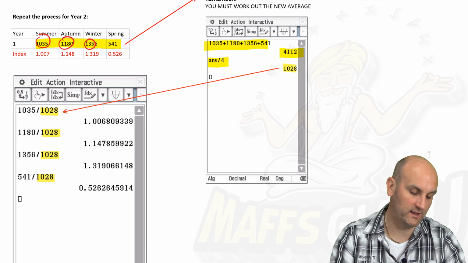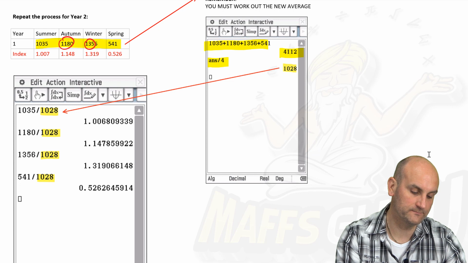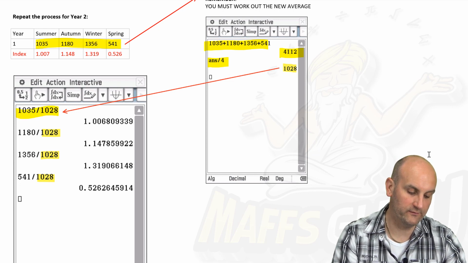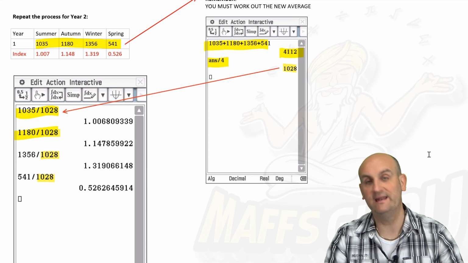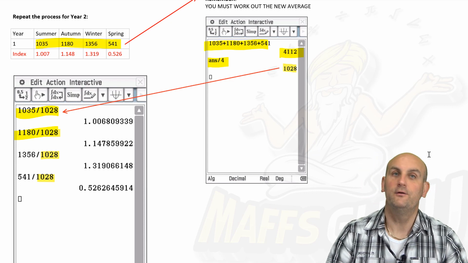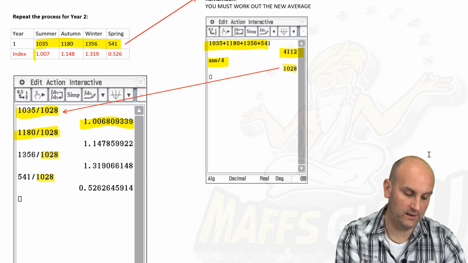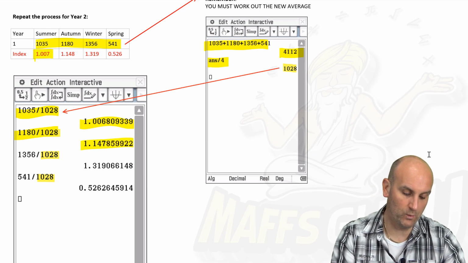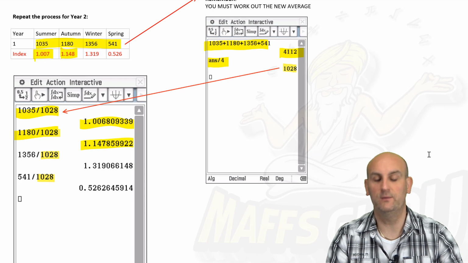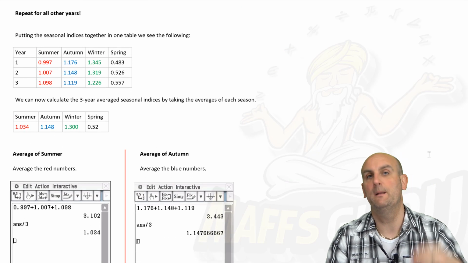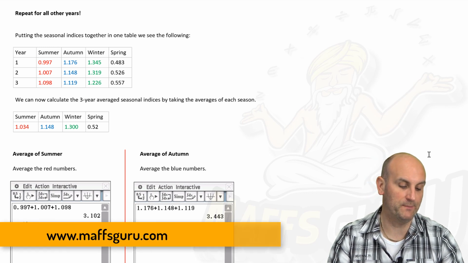So 1035 divided by 1028. And there we go. And 1180 divided by 1028, and again, what do I do with each of these values here? Well, they're my seasonal indices. So 1.007, 1.148, and so we go on. And again, all of these notes are downloadable from mathsguru.com. All right, repeat for all of the years.